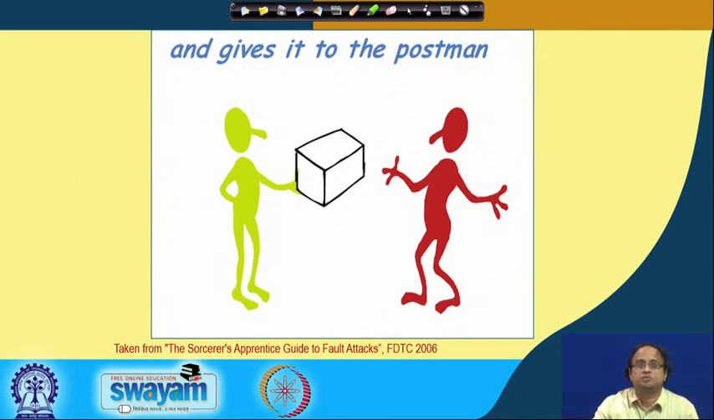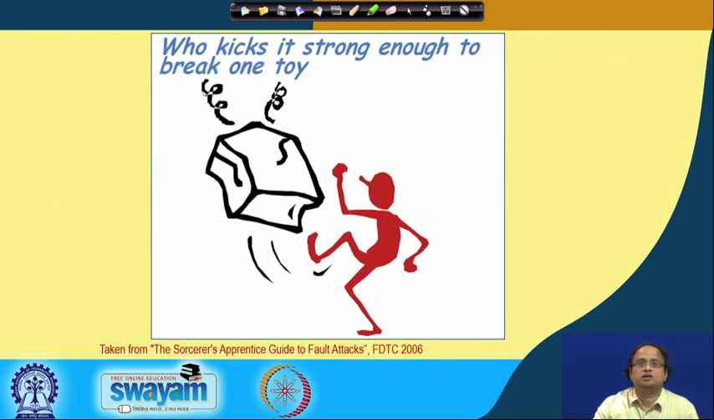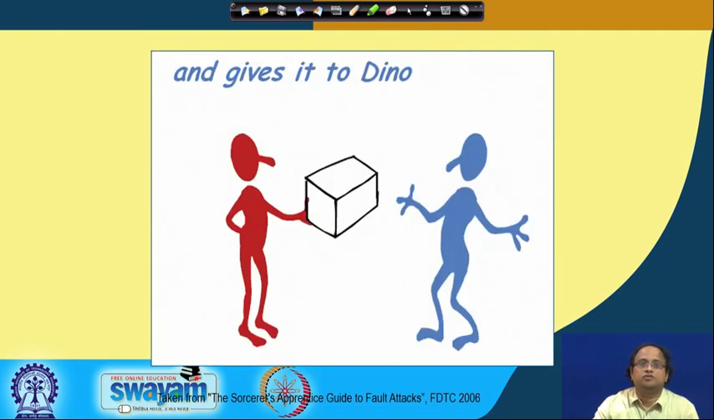Now this postman is malicious and curious, so he applies a fault, or kicks it strong enough to break exactly one toy in the parcel. The fact that he is able to break just one toy is what is called fault controllability. So suppose he controls the fault so that only one single toy has been broken. When he gives it to Dino, as in online transactions, it is assumed that if a broken item is received, then we do not pay for it.